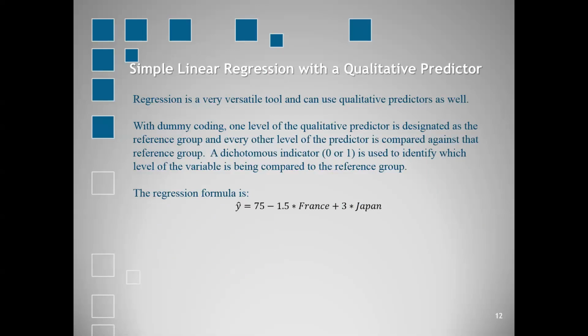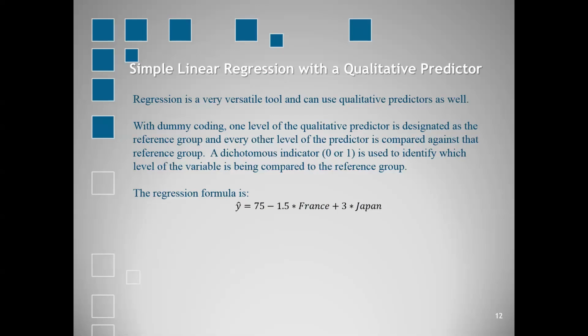So let's go over an example to see how this works. Suppose we wanted to predict a person's life expectancy based off the country they were born in, and we only have 3 countries in our data set: the US, France, and Japan. We could choose any of these 3 countries as a reference group. For this example, we're going to select the US as a reference group. We then might have a regression formula that says y hat, our predicted life expectancy, is equal to our y-intercept, 75, minus 1.5 times if a person is from France, plus 3 times if a person is from Japan.